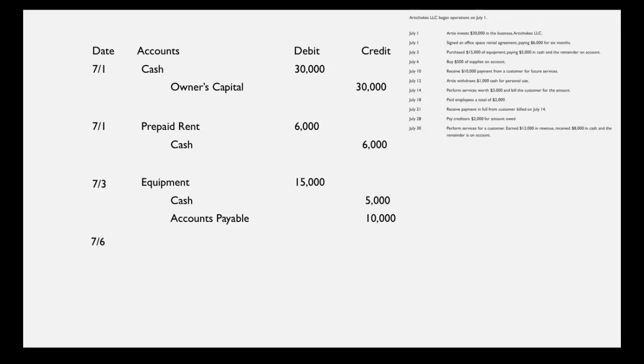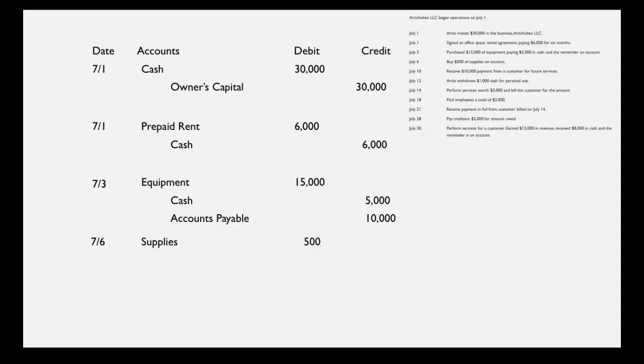Now, here on July 6th, we buy $500 of supplies on account. So we think, what are we buying? Well, we're buying supplies, and supplies are things like office supplies, so paper and pencil. Supplies is an asset. Our supplies account has to increase here because we are purchasing more. So we debit our supplies to make that account go up.